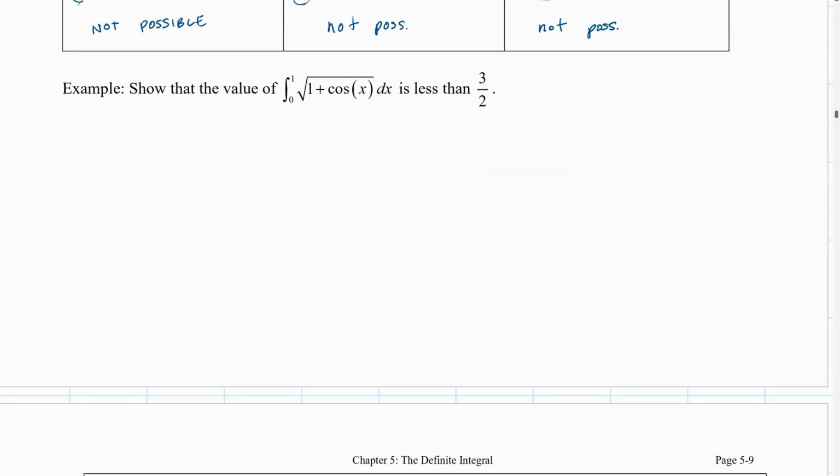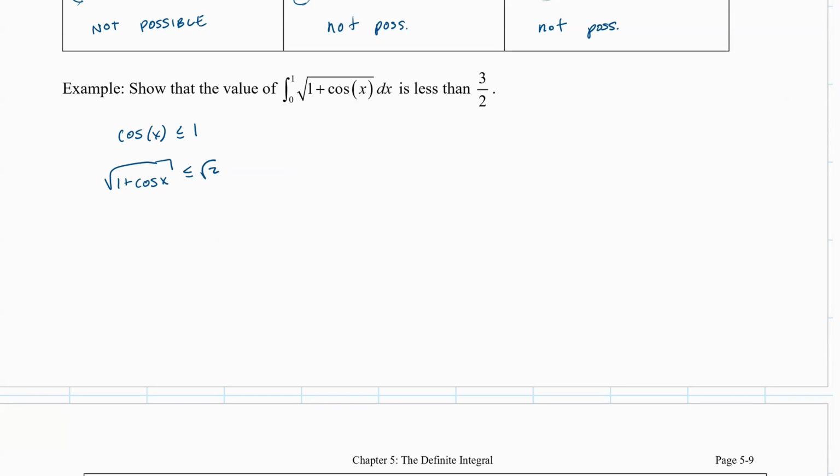Show that the value of the integral from 0 to 1 of 1 plus cosine x is less than 3 halves. Well, here's an idea. Cosine is always less than or equal to 1, no matter what the value of x is. We might say the expression 1 plus cosine x, therefore, can't get any bigger than pi over 2.